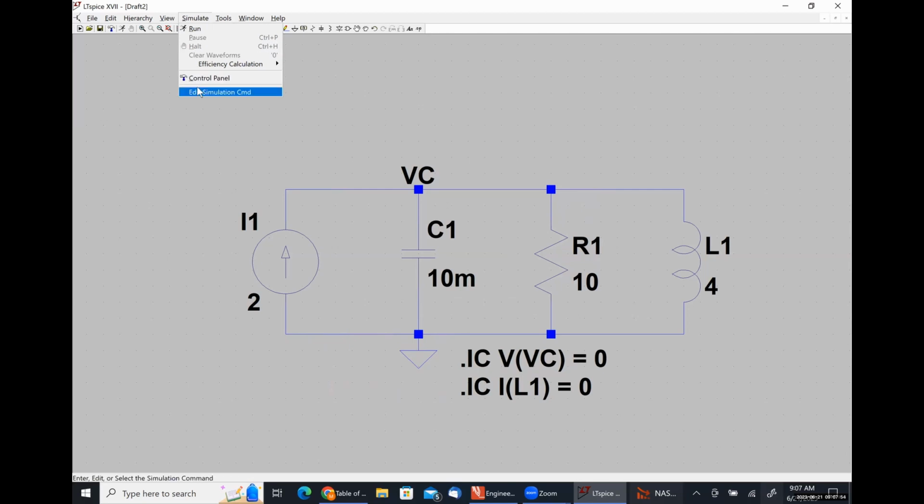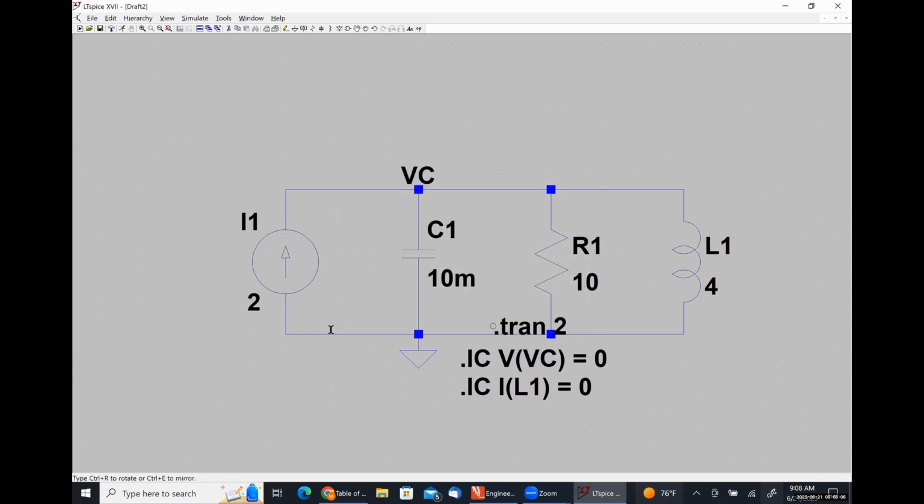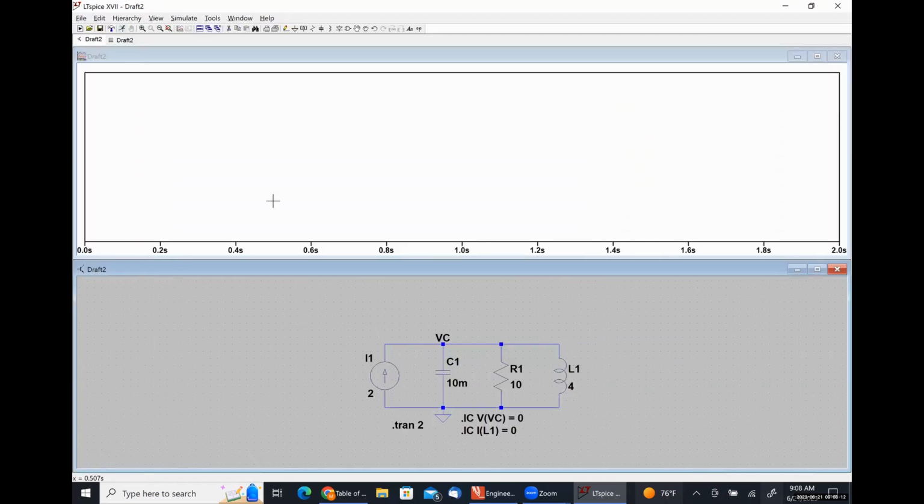So let me edit my simulation command. Let's see, alpha was 5 per second. So let's run this for 2 seconds, which might be a little long. And run my simulation.